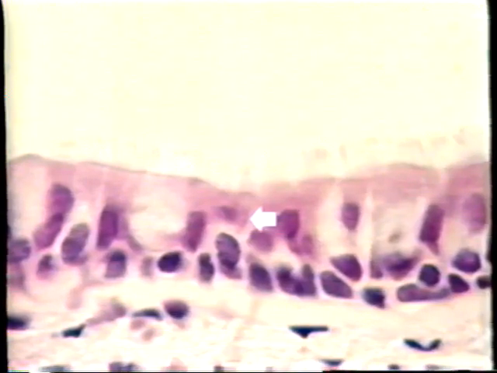Question number 8. Classify this epithelium that extends from here to here. And the answer is, it is a ciliated pseudostratified columnar epithelium. Now next, question number 9. What structure is the arrow pointing to right here?